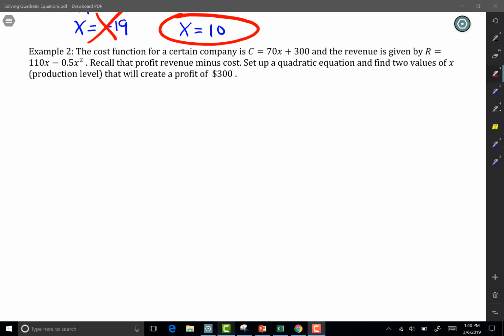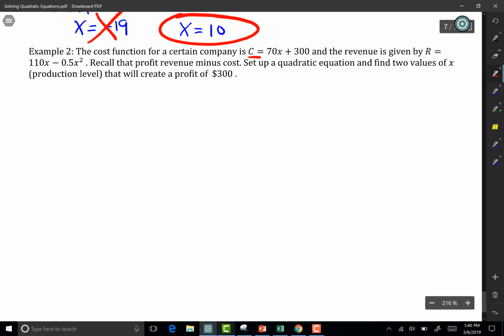And in this problem, it gives us a cost function for a company, and it gives us a revenue function. So it says X is the production level. We want to set up a quadratic equation to find two values of X that will create a profit of $300.